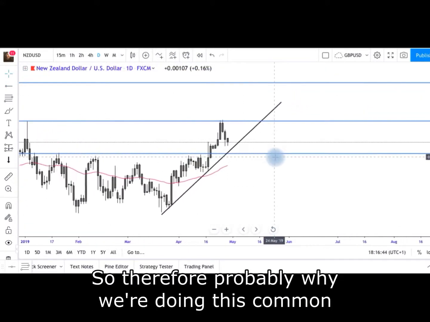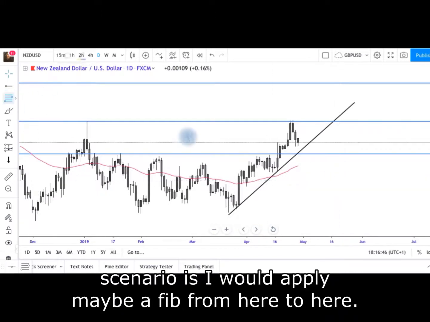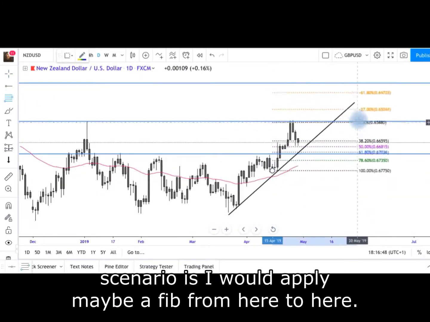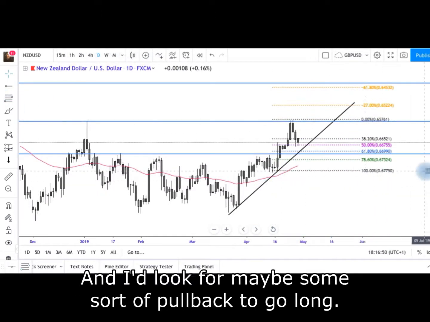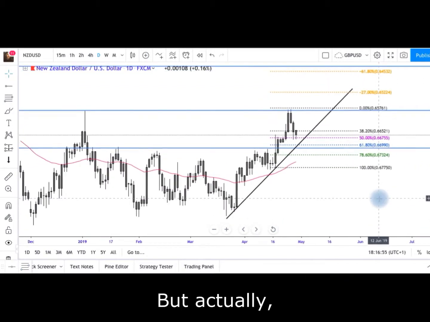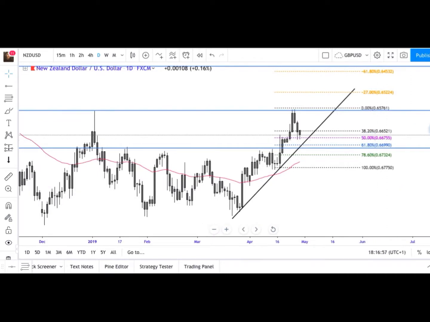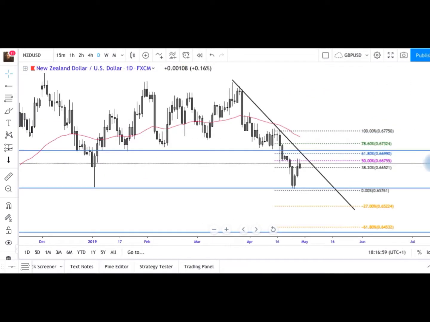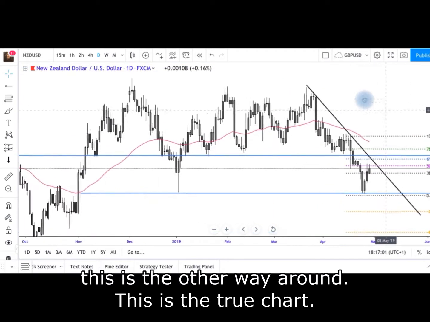So therefore, probably what I would do in this current scenario is apply maybe a fib from here to here, and I'd look for maybe some sort of pullback to go long. But actually, this is the other way around. This is the true chart.